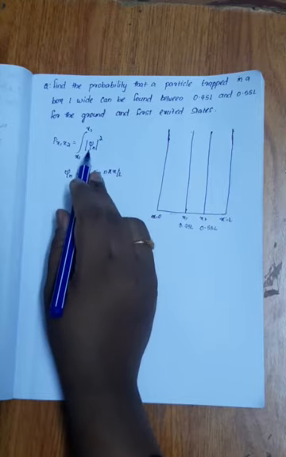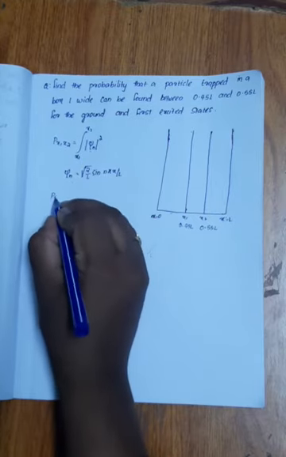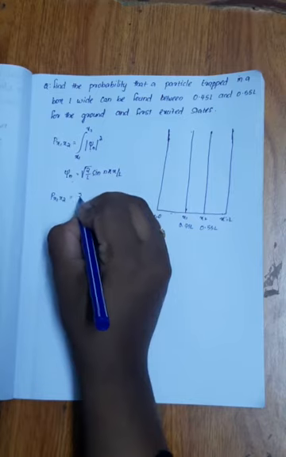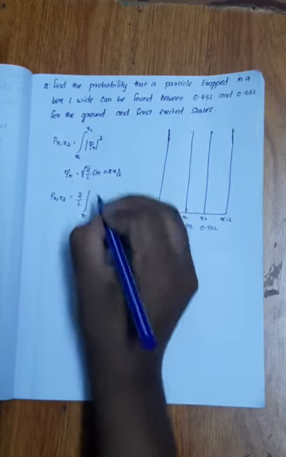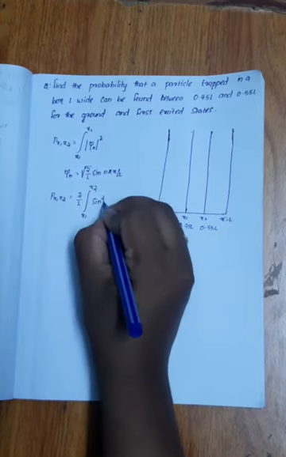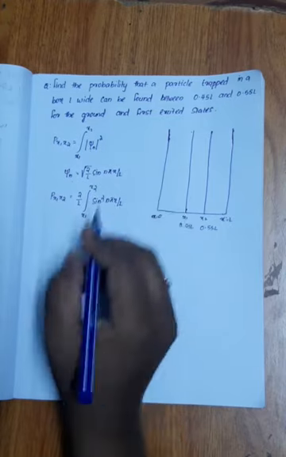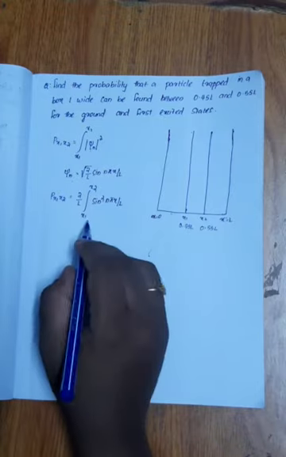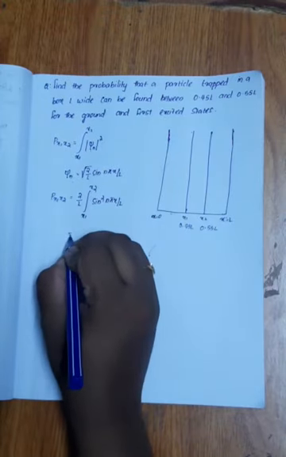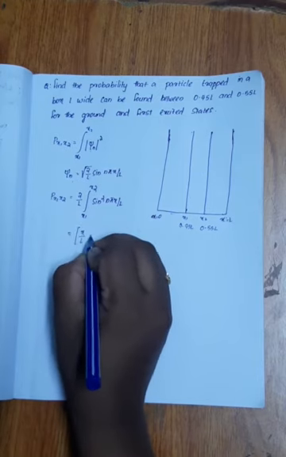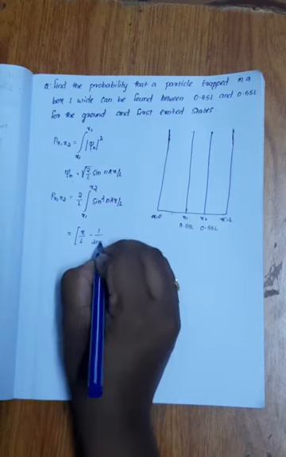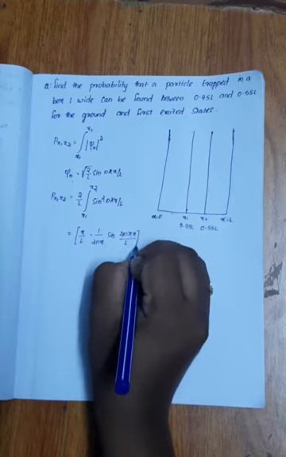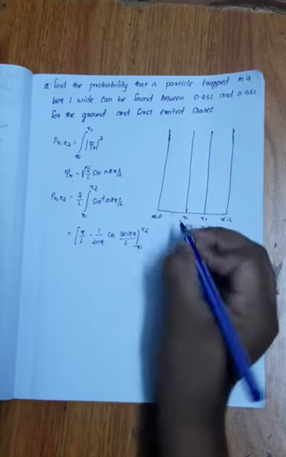Substituting this in place of psi n, we get P of x1 x2 equal to 2 by L times the integral from x1 to x2 of sin squared(n pi x by L). Here x1 is 0.45 L and x2 is 0.55 L. Integrating this term, the final answer will be x by L minus 1 by 2n pi times sin(2n pi x by L), from x1 to x2.